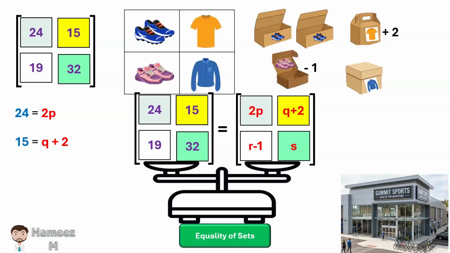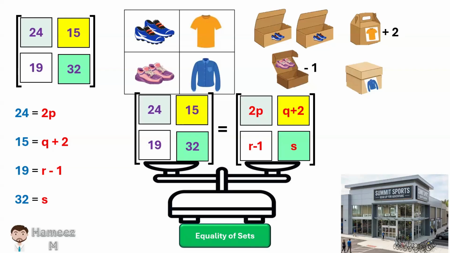And when we compare the pink shoes, there were 19 in the first branch, and in the second branch was a box of pink shoes missing one. So R minus 1. As such, we can figure out that a full box of pink shoes is really 20. 20 minus 1 is 19. And finally, if we compare the blue tops, then a box of blue tops is 32.